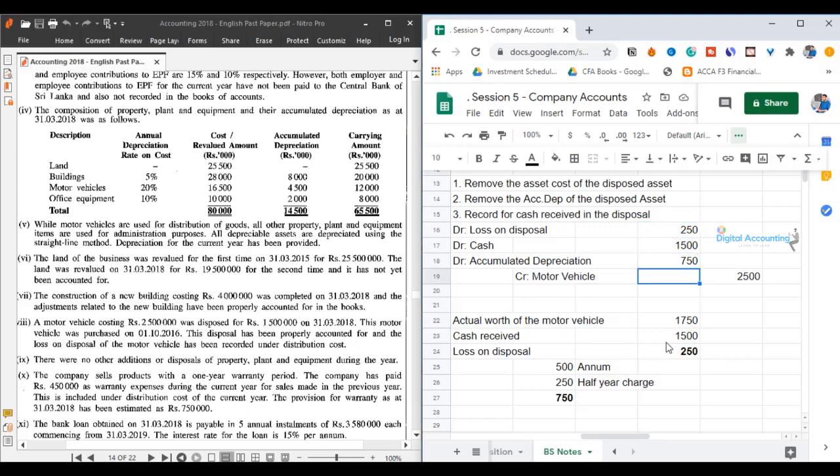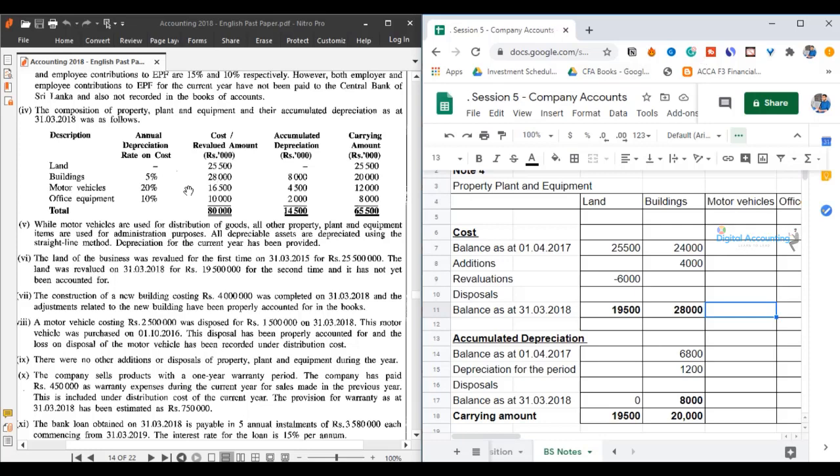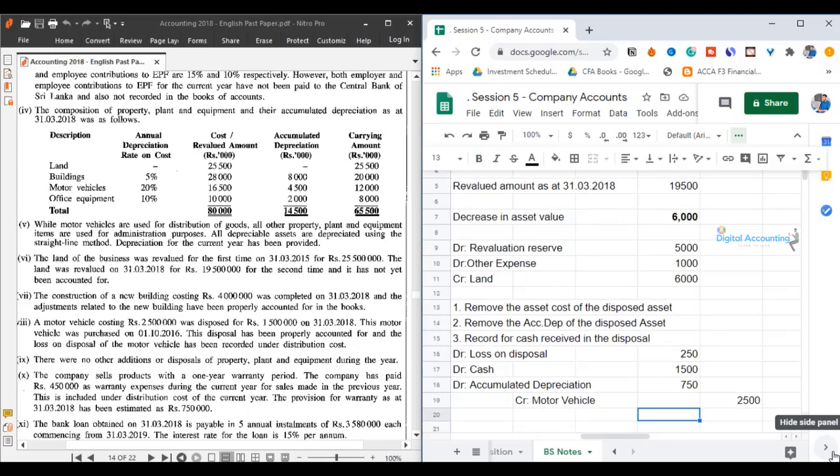Now the journal entry is done, so let's work the JEs in the statements. Since all adjustments are made, the carrying amount and closing balance should be the same as in additional information 4. So the motor vehicle 16.5 million should be the cost after disposal. So the disposal amount, we now need to reduce by 2,500.